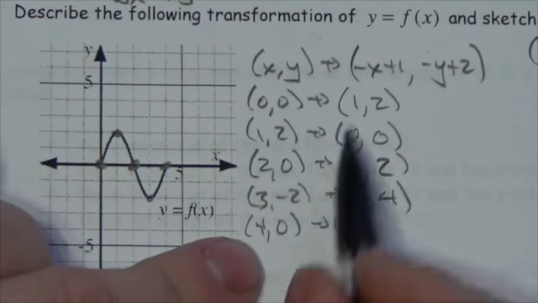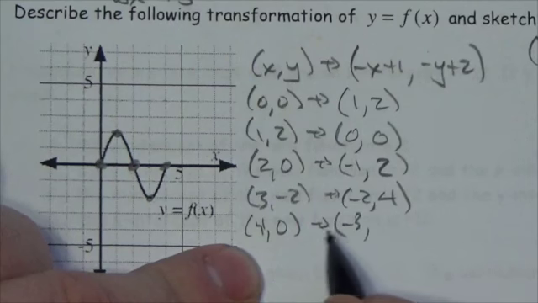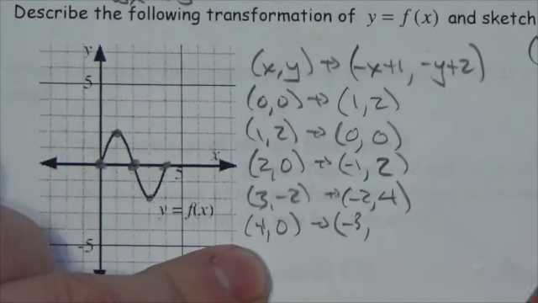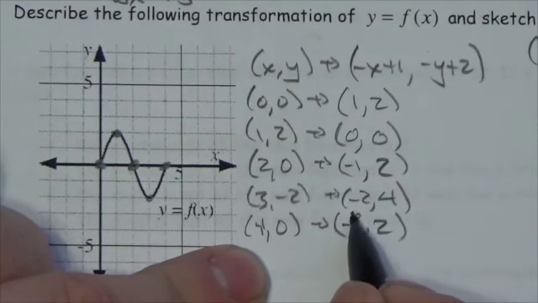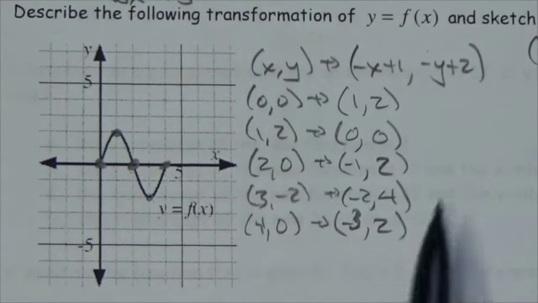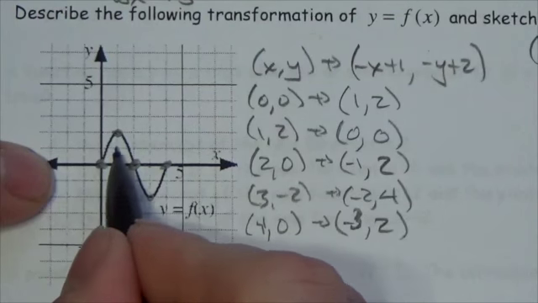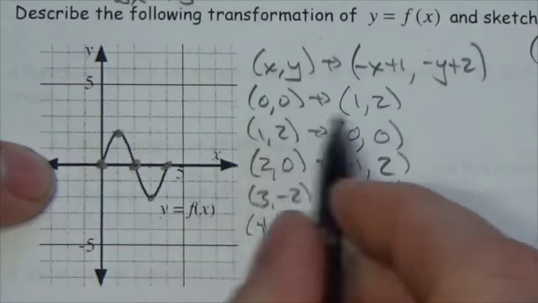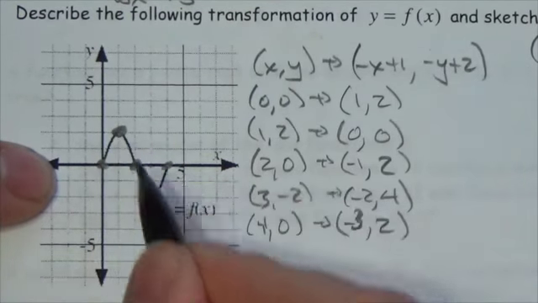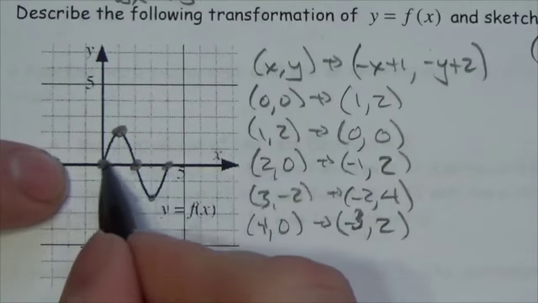Okay, so negative 4 plus 1 is negative 3. Negative 0 is just 0 plus 2 is 2. So here are my points, and now let's just plot these points here. So the point 1, 2, okay, 0, 0 became the point 1, 2. That actually goes right here. Then I get 0, 0.